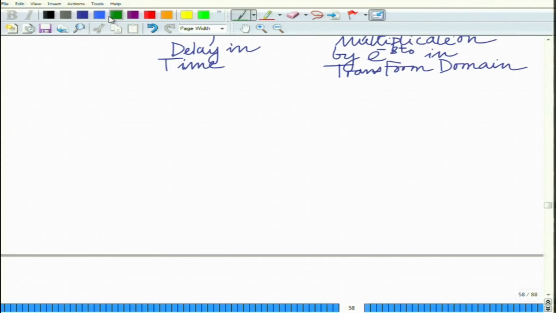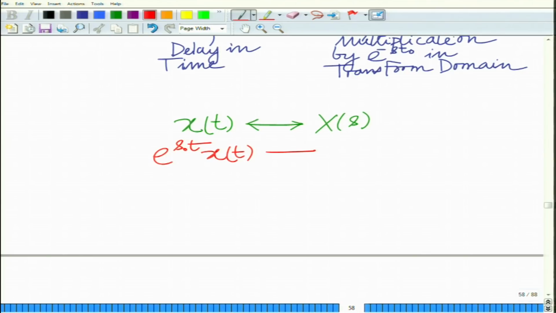What happens when you multiply in the time domain? That is, if you have x of t whose Laplace transform is x of s, and you multiply this by e raised to s naught t, that is, by an exponential signal, then what is the Laplace transform?